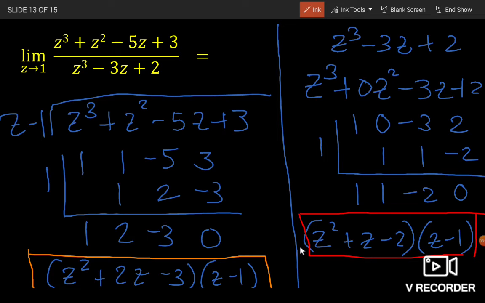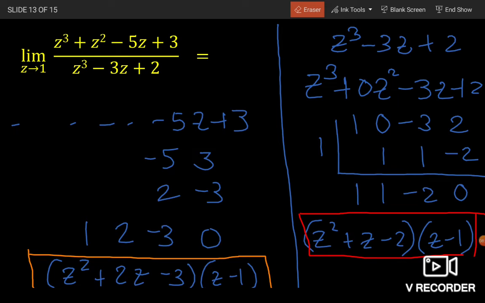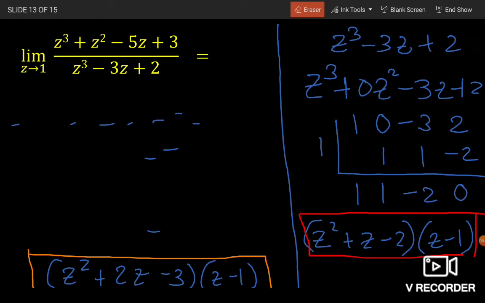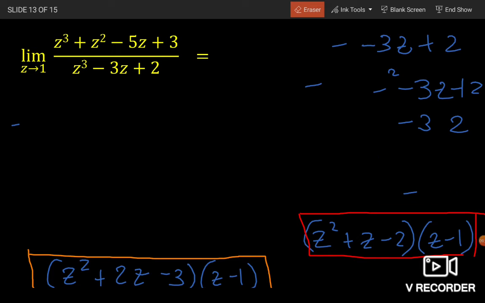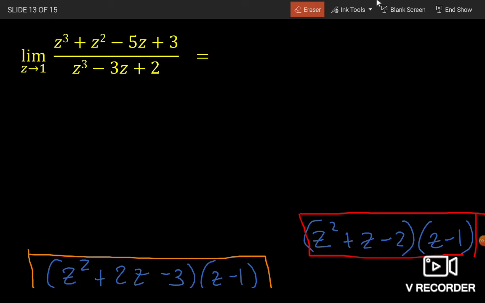Now we have a numerator. We are able to express the numerator in a different form, as well as the denominator. We're able to factor it using synthetic division. Let's have more space here. Okay, now, so we can express now the numerator.